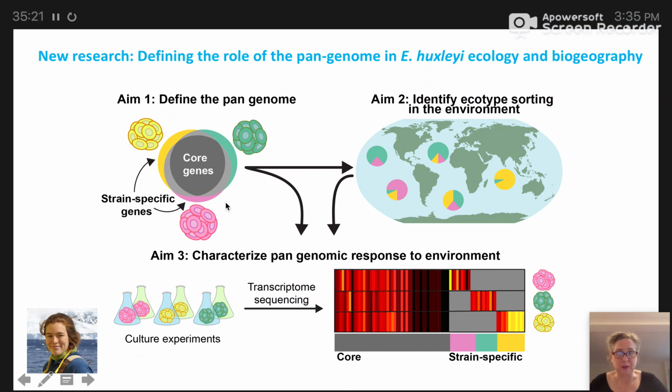First, by defining the pangenome with the genome sequencing, then looking at whether or not we have that ecotype or strain sorting in the environment, and then using culture controls to characterize the response to changing environments and to see whether or not we can isolate it to the variable gene set.